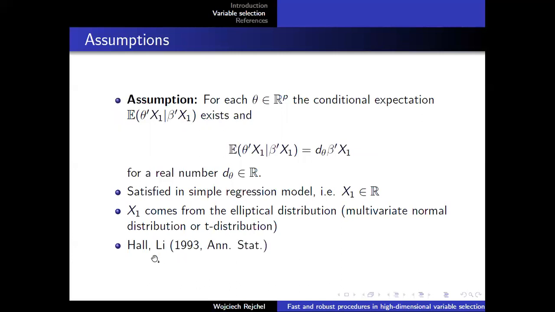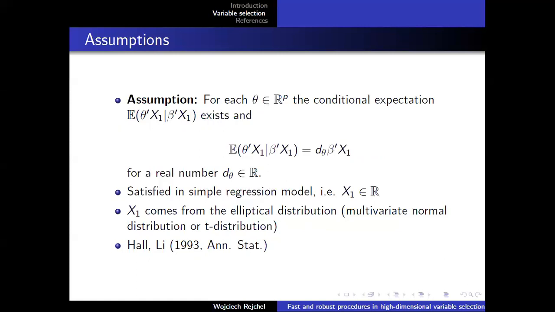But what is more, in the nice paper of Hall and Li, it was proven that this condition is very weak, in some sense, asymptotically. And asymptotically means that when p goes to infinity. So this is our case. We work in the high dimensional case, the number of predictors can be large. So they obtained such results that this condition is very, very weak.